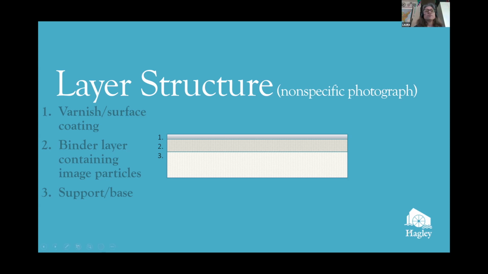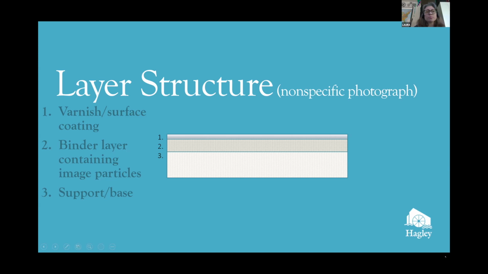All photographs have a layered structure, and this strongly influences how they react to handling and changes in humidity. The image itself may be composed of silver, platinum, pigments, or dyes. Most, but not all, silver images have a binder layer where the image particles are contained. The binder layer may be gelatin, collodion, or albumin, which is made of the whites of hen's eggs.